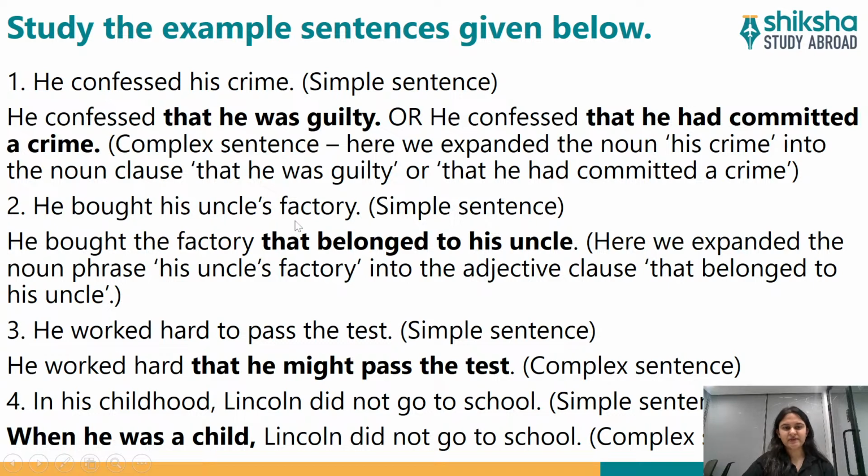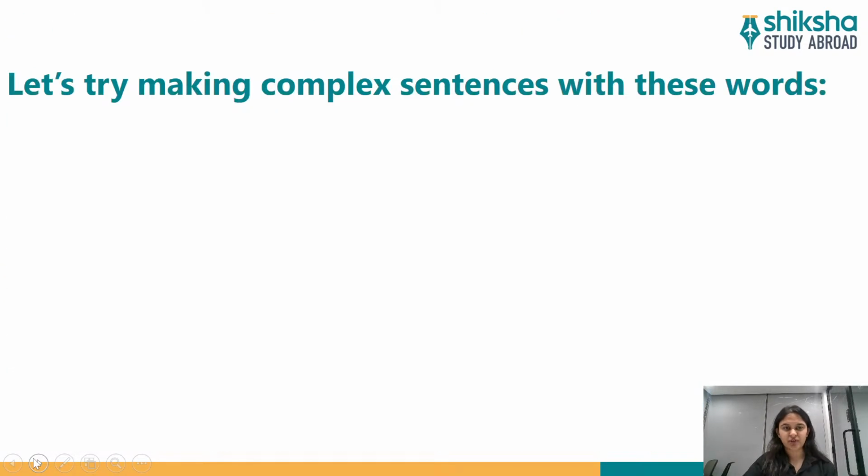Second is, "He bought his uncle's factory." That is a simple sentence. Complex is, "He bought the factory that belonged to his uncle." Third, simple sentence, "He worked hard to pass the test." Complex sentence, "He worked hard that he might pass the test." And same with the last one. Simple sentence, "In his childhood, Lincoln did not go to school." "When he was a child, Lincoln did not go to school." So this is a complex sentence, right? Again, "when" has been used here, and you can see this is acting as a conjunction.